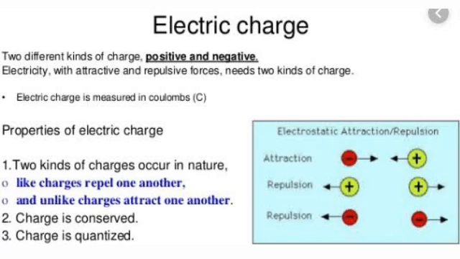Electric charge is measured in coulomb. The smallest amount of charge that can exist freely is called elementary charge. Its value is 1.602 × 10^-19 coulomb. This is the amount of charge possessed by each proton and electron. Since protons and electrons are equal in number, an atom is electrically neutral.